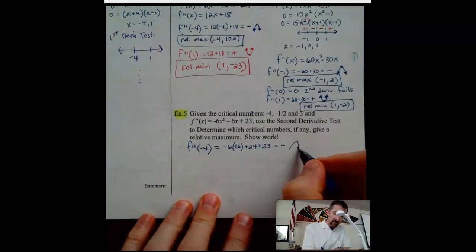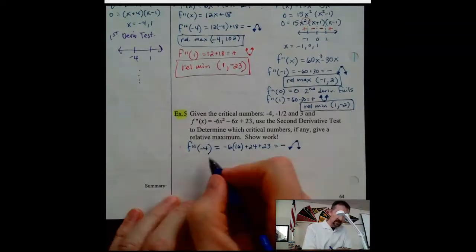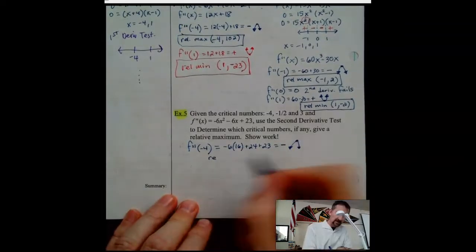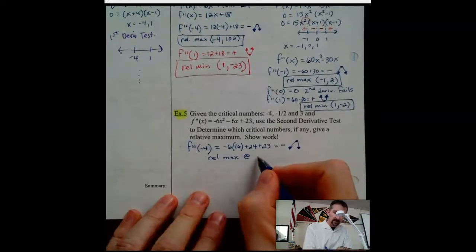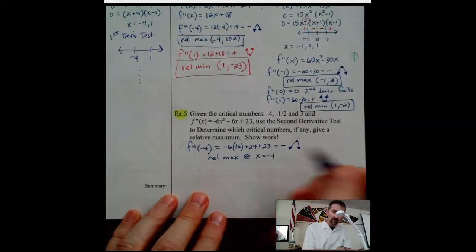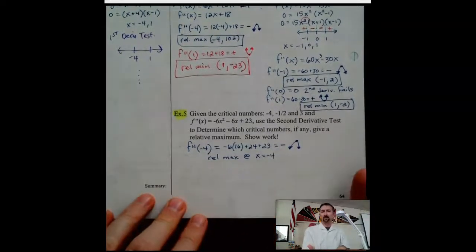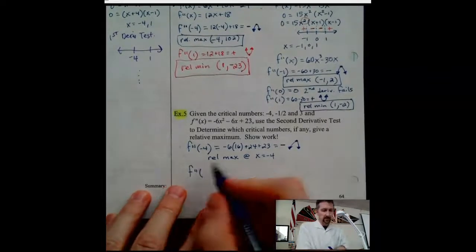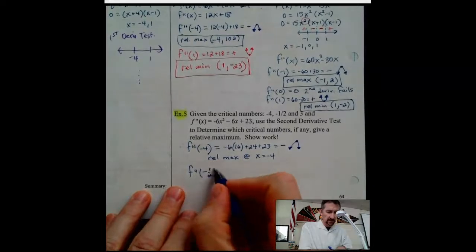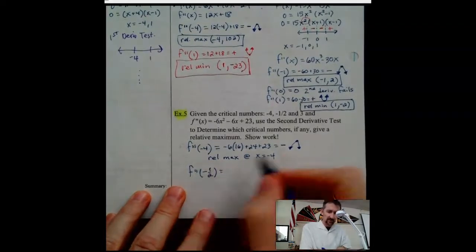So that means it's concave down. The original function is concave down. So that's a maximum. So we have a relative maximum at x equals -4. And that's it for that. And then we're just going to do that for the other two as well. Students have problems with this all the time. Exactly how we're doing it, do it the same way.